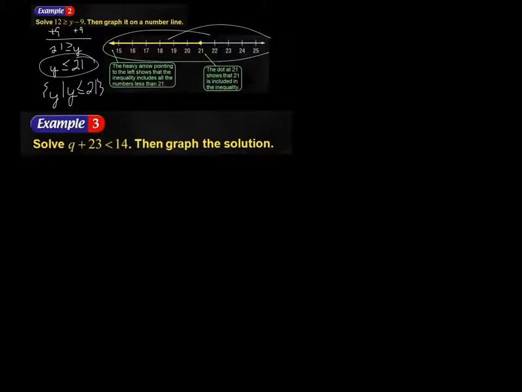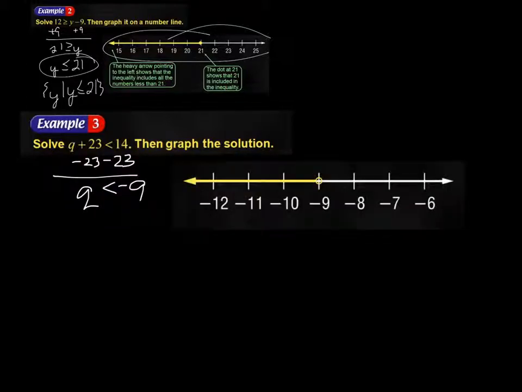Okay, to undo plus 23, we're going to subtract 23 from both sides of the inequality. So we have q is less than negative 9. So when I go to graph it, I'm going to put an open circle on the negative 9, and the arrow goes to the left. Notice again, my inequality points to the left, my arrow points to the left.